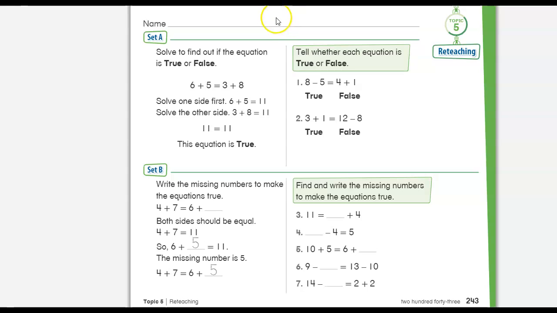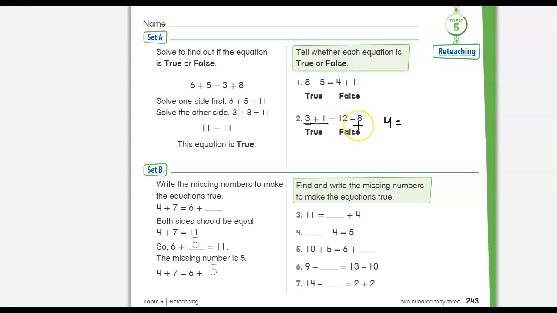Now let's solve number 2 and see what we got for our answer. On number 2, we had 3 plus 1 equals 12 minus 8. So we would start by solving 3 plus 1. 3 plus 1 equals 4. So I would write 4, my equal sign, to see if this equation will match.